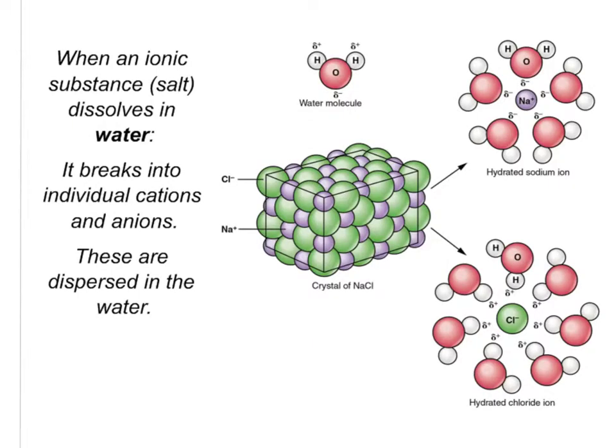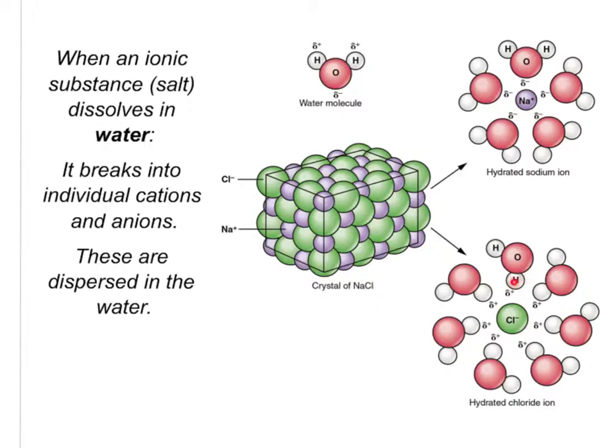Let's look once again at our ionic substance, sodium chloride. Here's our crystalline sodium chloride salt. When we dissolve that into water, what is really happening in that solution? Well, remember, it's breaking into the individual cations and anions. These are dispersed throughout the water. And what happens in the water is that the chloride and sodium ions themselves are surrounded by water molecules in such a way that the water molecules will orient themselves in this manner.